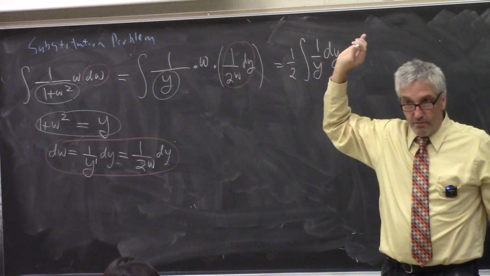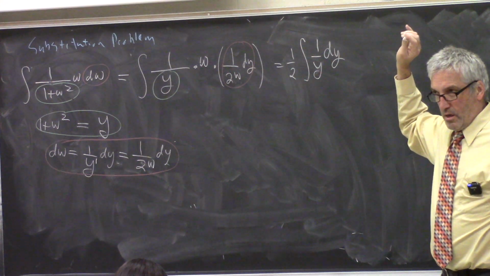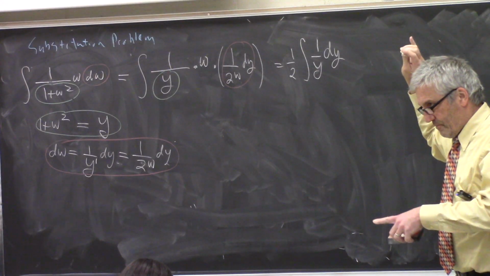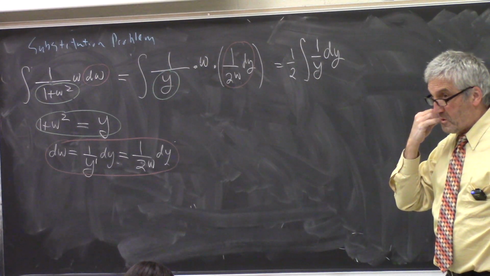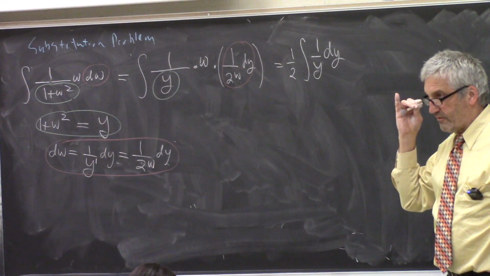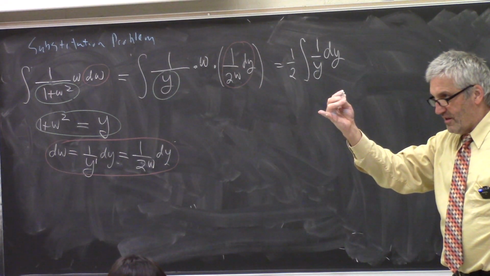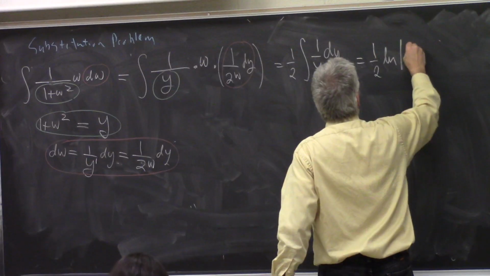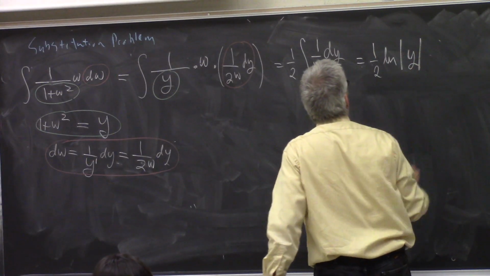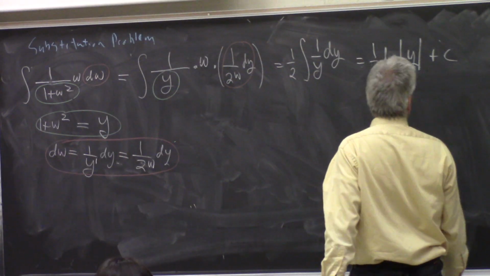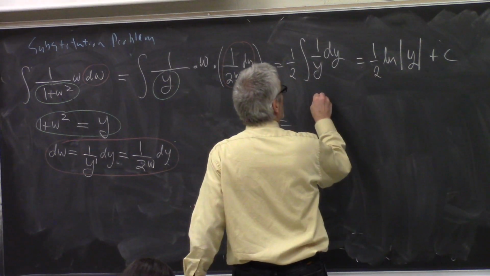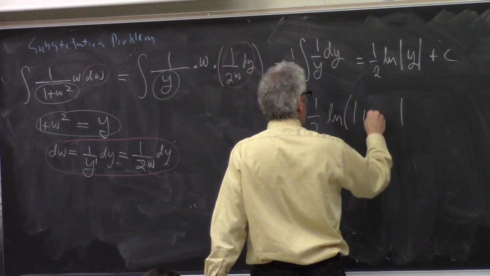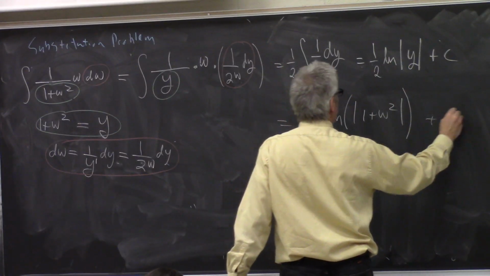Now, who can tell me what's an antiderivative of 1 over y? Yeah. Is it the natural log of y? Almost. What do I need to do? Slight change. It's not natural log of y, it's... Exactly. Thank you all. So 1/2 ln of absolute value of y plus c. Okay, now we substitute back. So this is 1/2 ln of the absolute value of y, which is 1 plus w squared, plus c.